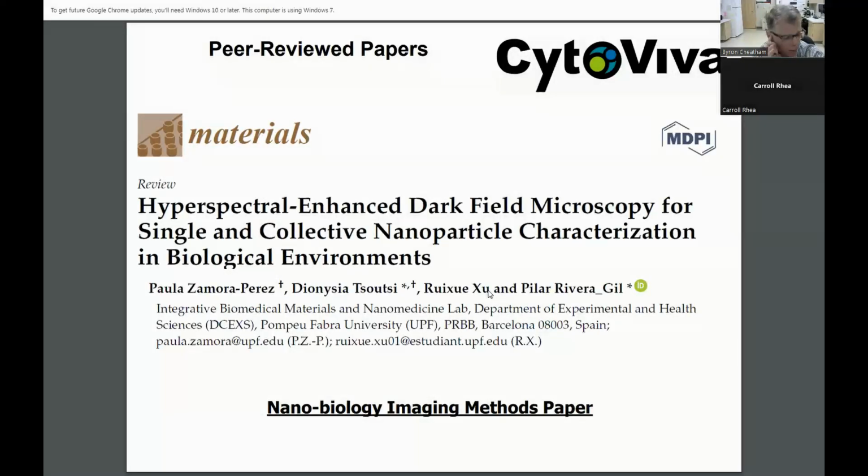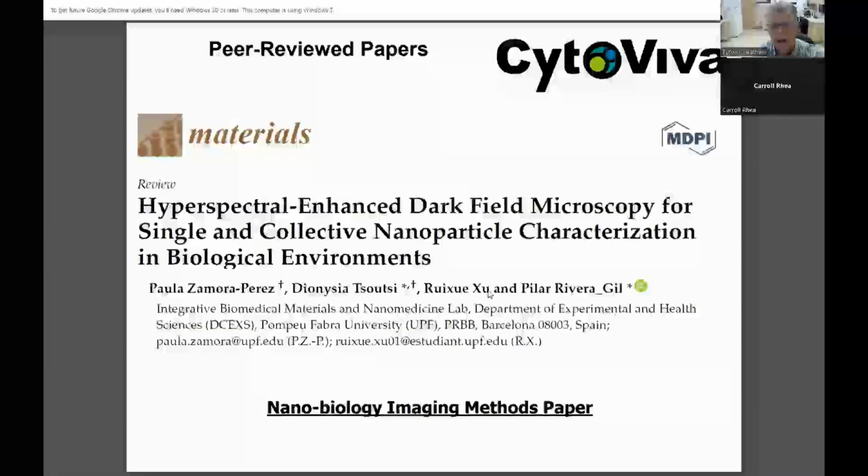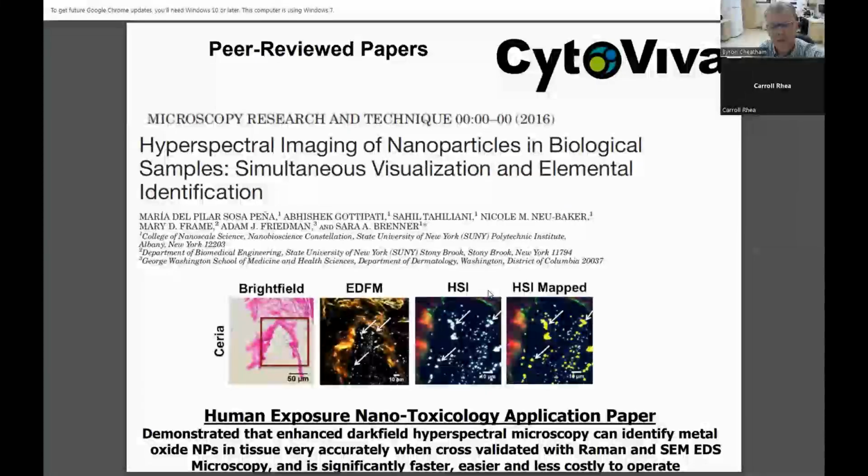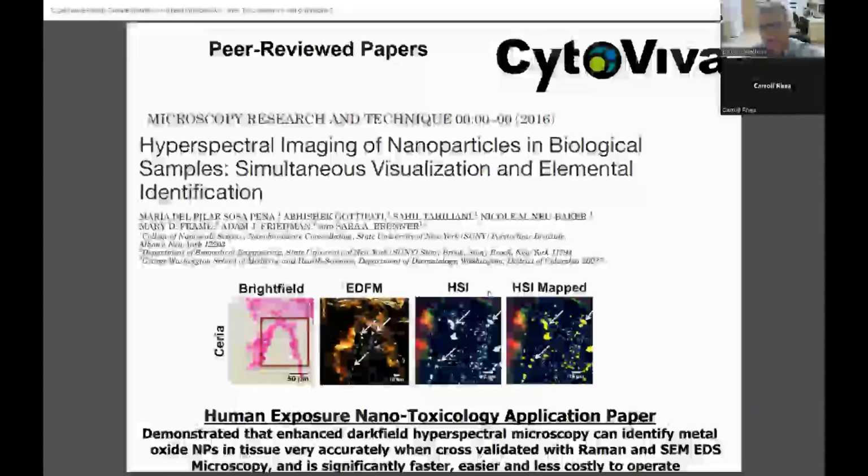Paula Zamora Perez was the first author on this paper, and she actually led the publication of this work as a graduate student. But it's a very interesting paper that looks at how a lot of different types of nanoparticles can be effectively studied in different cell and tissue environments with the technique. Again, another methods paper.